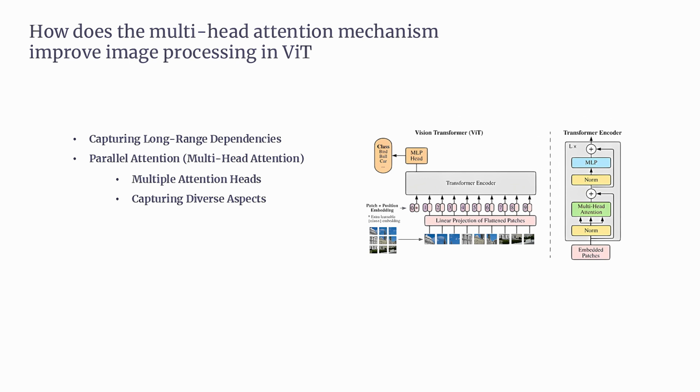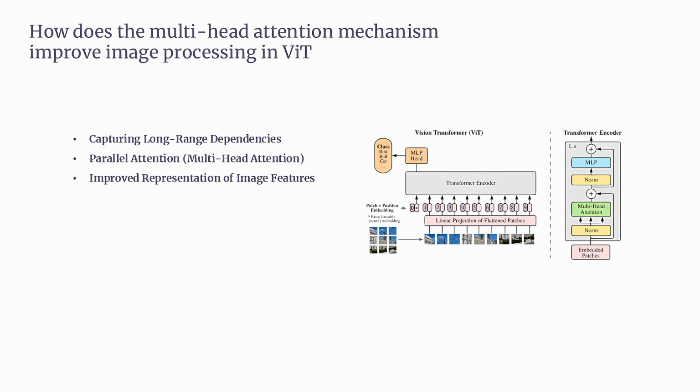The third, improved representation of image features. In traditional models, each feature, like a patch, is typically represented based on local information. But in ViT, self-attention allows each patch to update its representation by considering the relationship to every other patch. So, each patch gets context from the entire image.